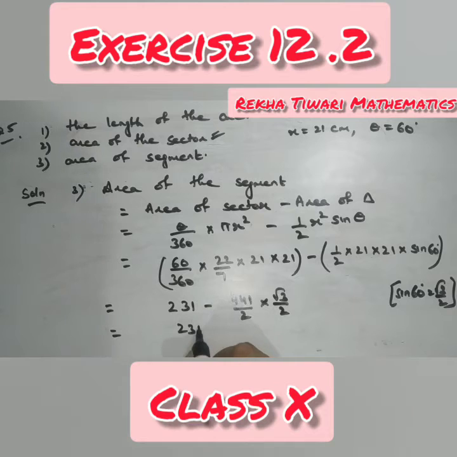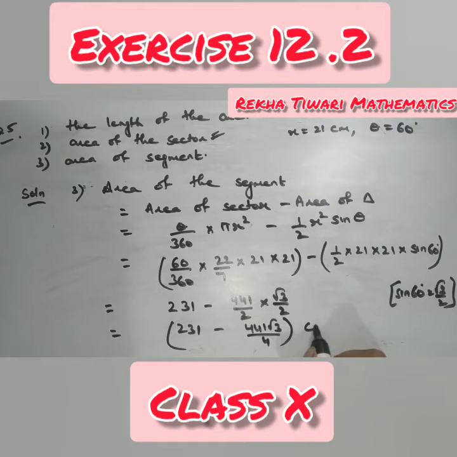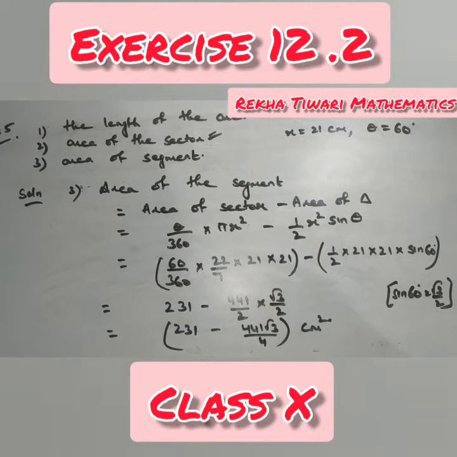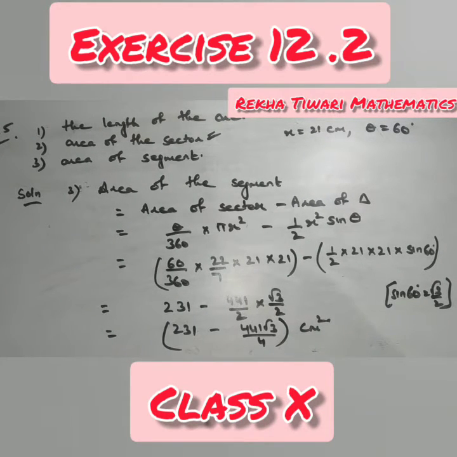So this is 231 minus 441 root 3 upon 4. Leave your answer like this, centimeter square. No need of further calculation because the value of root 3 is not given. If it is given, then only we have to proceed further.